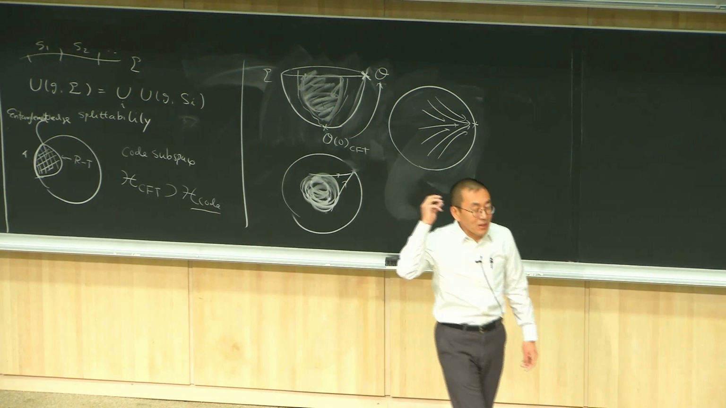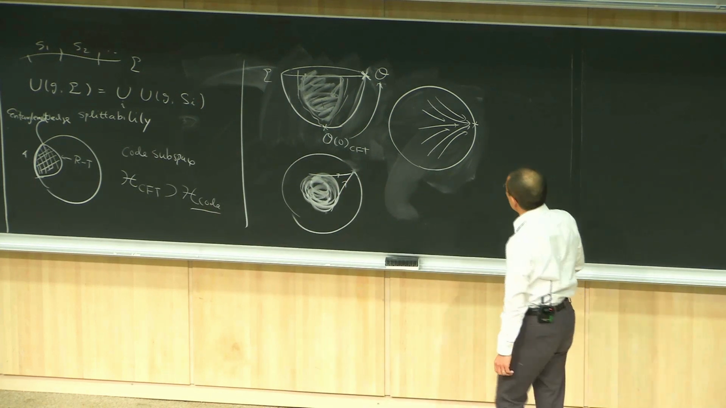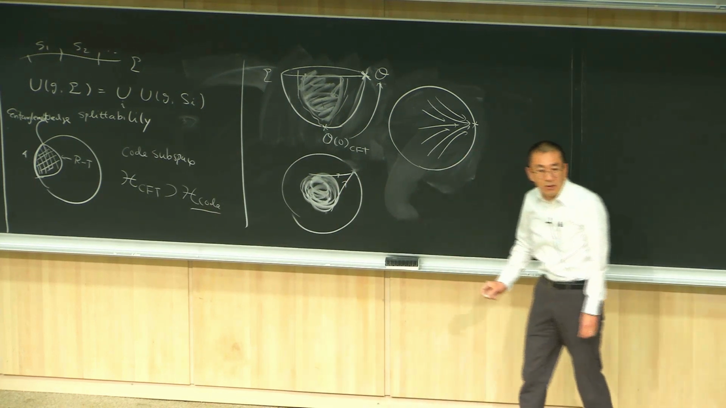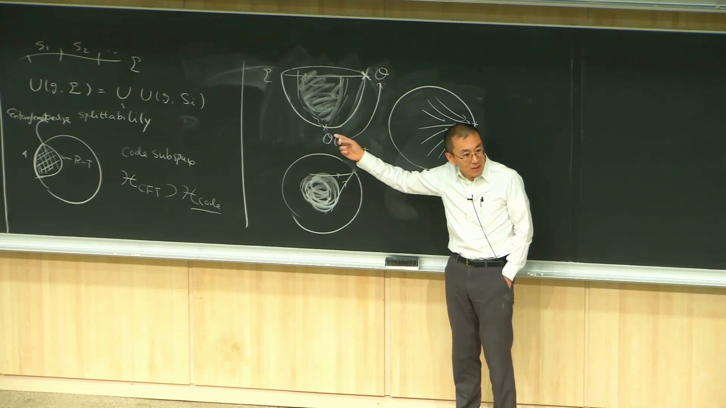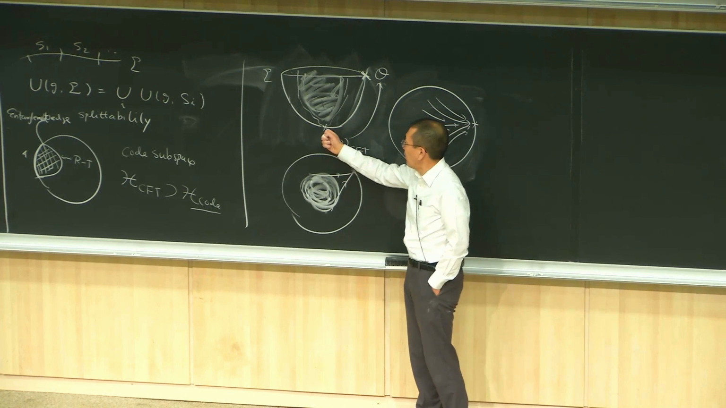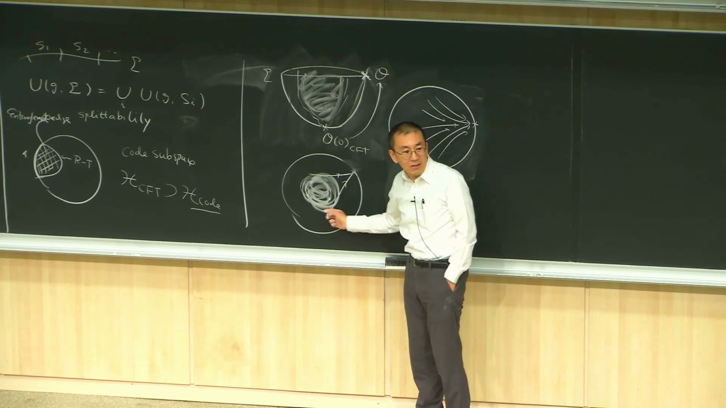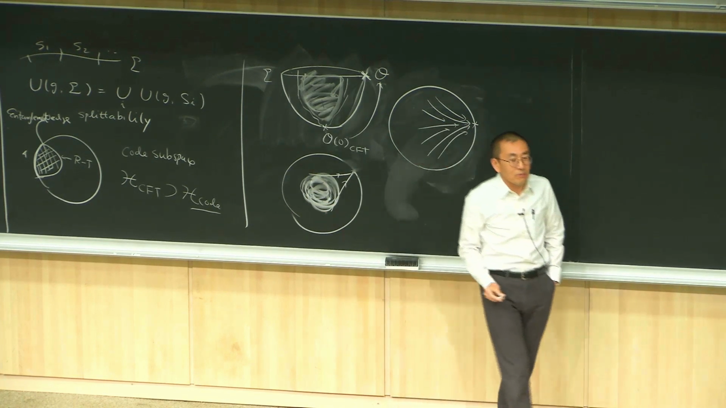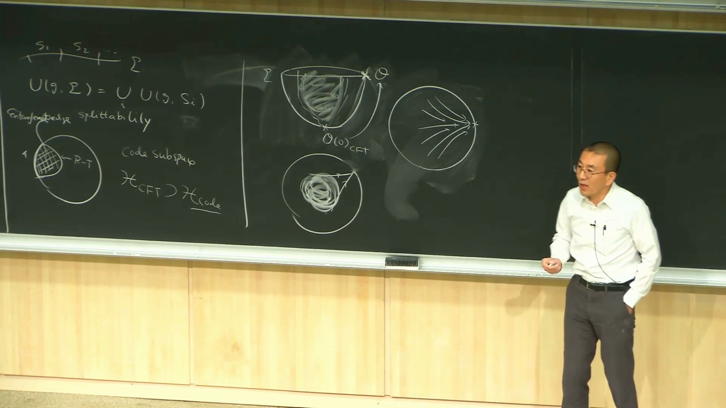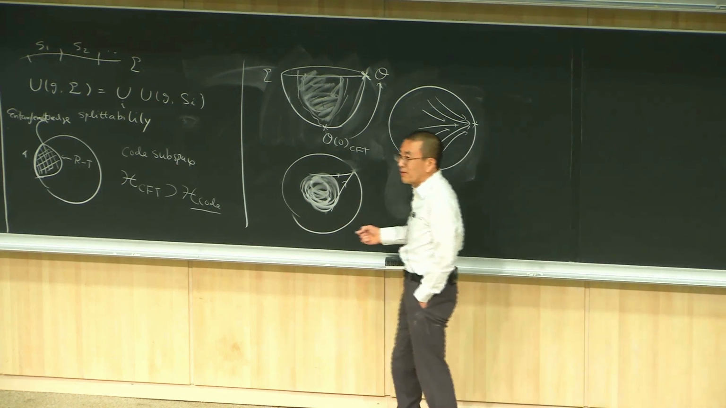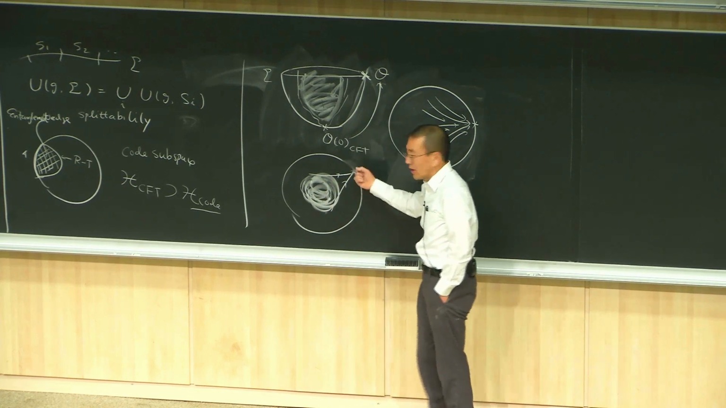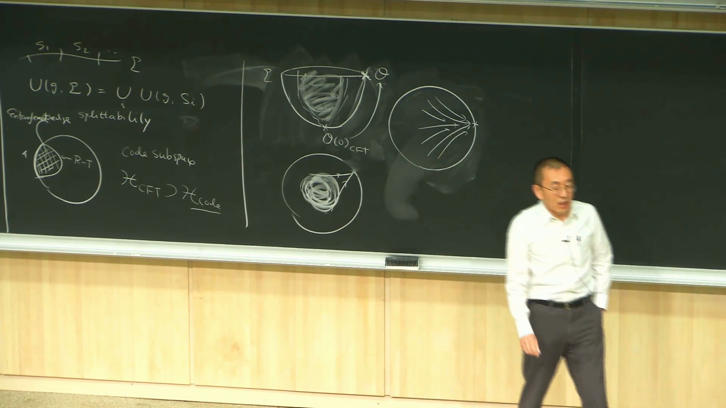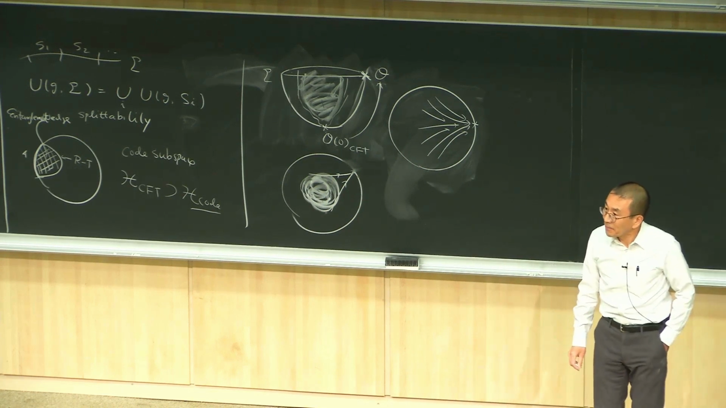This seems to be an obvious statement, but it shows how the state-operator correspondence works as a one-to-one operation. Namely, any operator can create a finite energy excitation, which is approximately localized in the bulk. And conversely, any state that is approximately localized in the bulk corresponds to a local operator on the boundary.